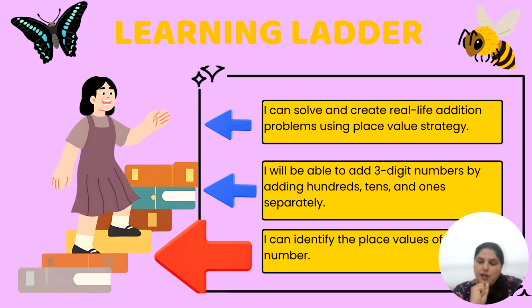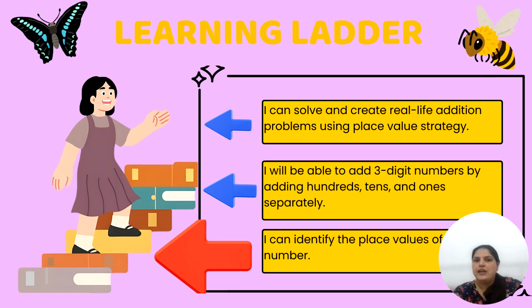Now, next, this is the learning ladder, basically, where there are 3 steps. Here we discuss in these three steps how much they know now, their previous knowledge, then our first learning objective, and second, how they will use it in real life. So they are still on the first step of the ladder, where they can identify the place value of a 3-digit number, because we have already covered this topic.